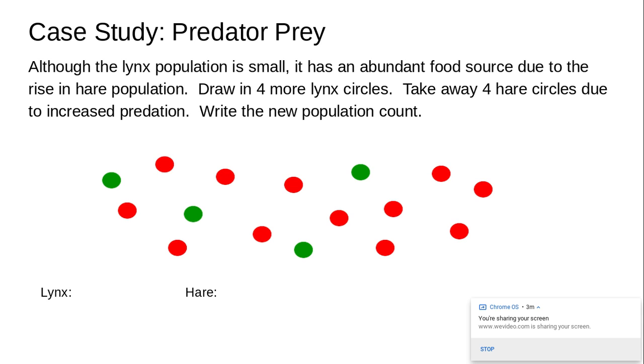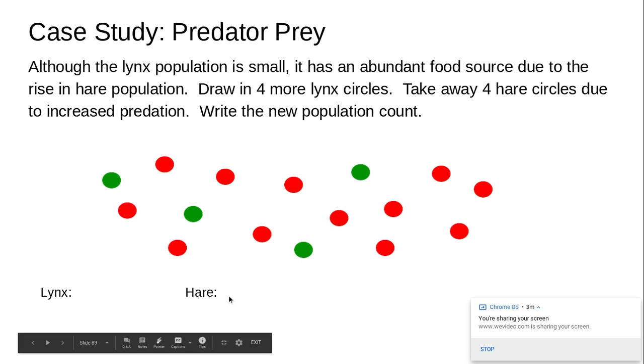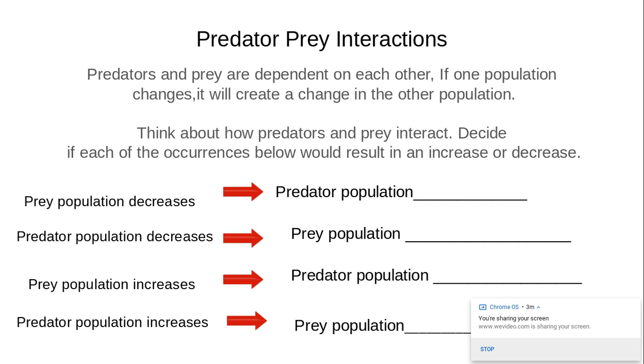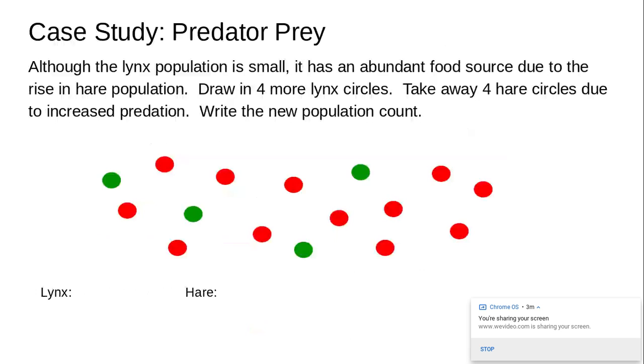Now it says take away 4 hare circles because there's so many more lynx eating the rabbits. We're going to take away 4. So draw X's on 4 of these red dots. How many hare do we have then? So if these 4 are gone, we have 1, 2, 3, 4, 5, 6, 7, 8. So 8 here and 8 here. They're back to equal again. All right, draw a line. Now we're at season. Oh, we're done. Wait, yep, we're done. Sorry.